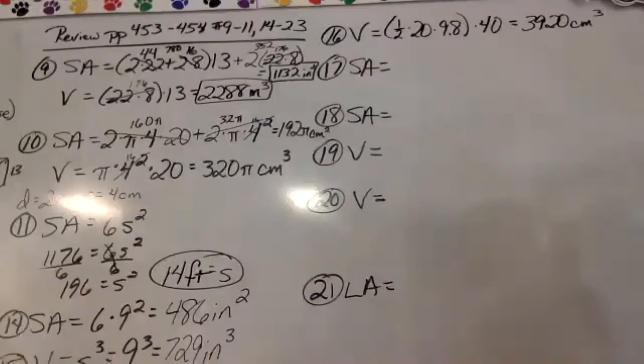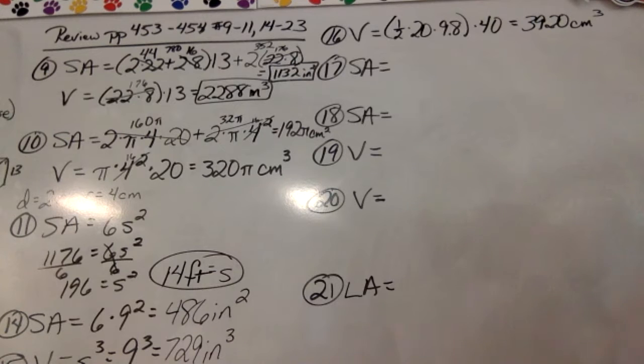Now, for surface area, and this is why I didn't leave you to do this one on your own, it's a little bit more complicated because you have to find the lateral area first, which is the perimeter of the base times the height. And then you find the surface area, which is plus the area of the two bases.